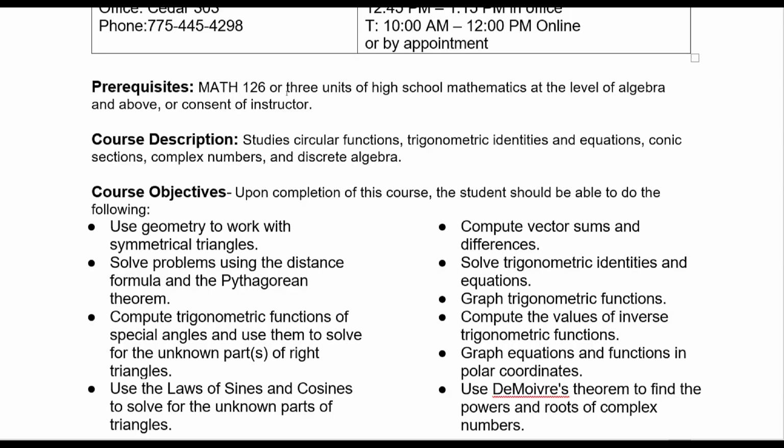Okay, the prerequisites for 126 are 3 units of high school mathematics at the level of, really should be more than algebra. It's 126, but pre-calculus and above. Or consent of the instructor. Course description: studies circular functions, trigonometric identities and equations, conic sections, complex numbers, discrete algebra.